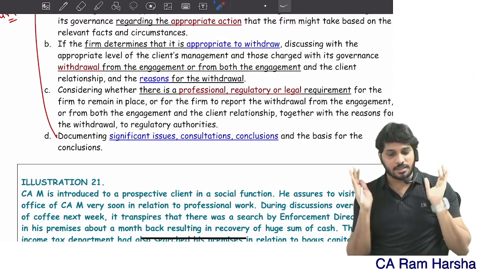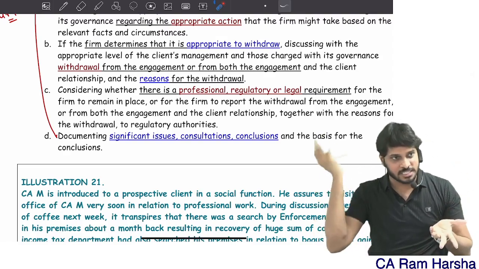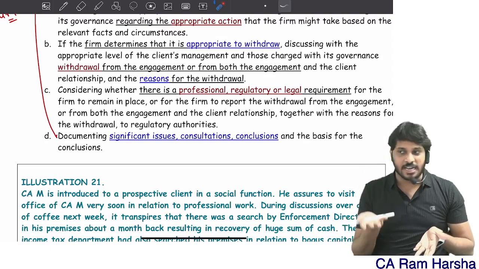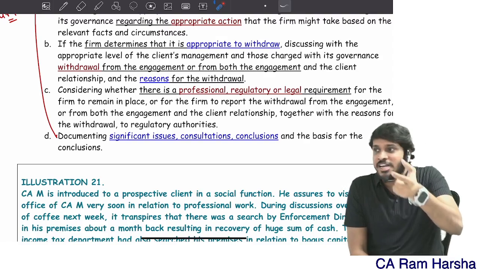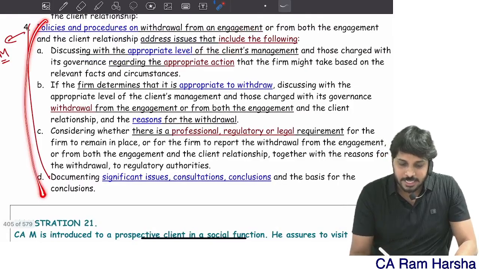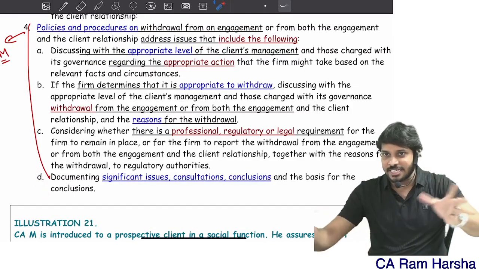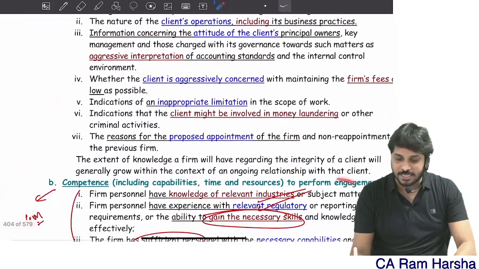If you try to read what the standard says, what this point says, without understanding, with the mentality that it is important for the exam so I'm reading, you will never remember. Questions are now completely logically framed. They are asking sub-elements. They are not asking a straight question like, tell me these 3 points, I will give you marks.